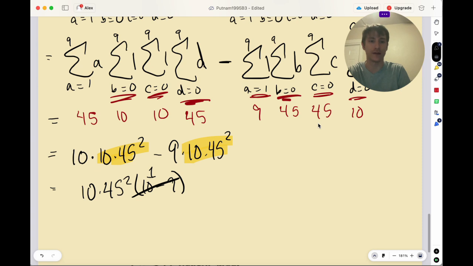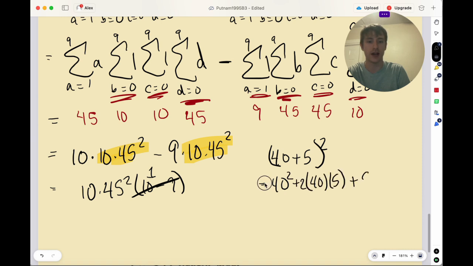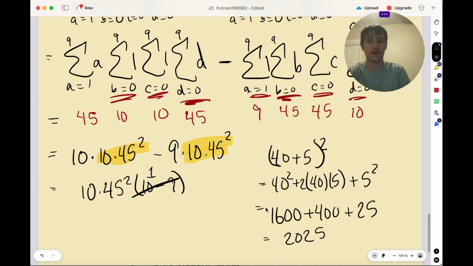Okay, I don't know what 45 squared is off the top of my head. That's just 40 plus 5 squared, which is 40 squared plus 2 times 40 times 5 plus 5 squared. I know if I were a competitor, I would memorize these squares, but I don't. I don't do this competitively, I do this for fun. Okay, which is 2025. So 2025 times 10 is 20,250.